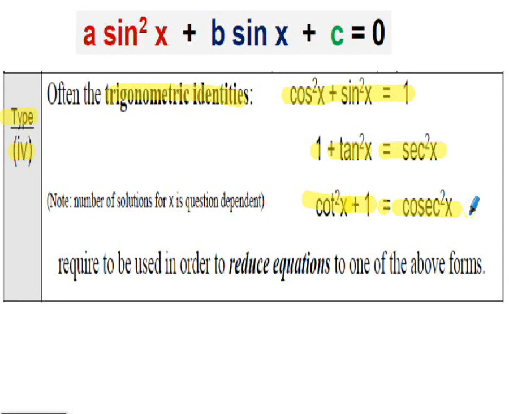So with a type 4 equation, we'll have to insert an appropriate trig ID to get the equation into the format of a sine squared x plus b sine x plus c equals 0. And of course, don't forget that could be an a cos squared x plus b cos x plus c equals 0, or an a cosec squared x plus b cosec x plus c equals 0. It could be of that format. You'll see in the examples that follow the sort of formats of the equation.